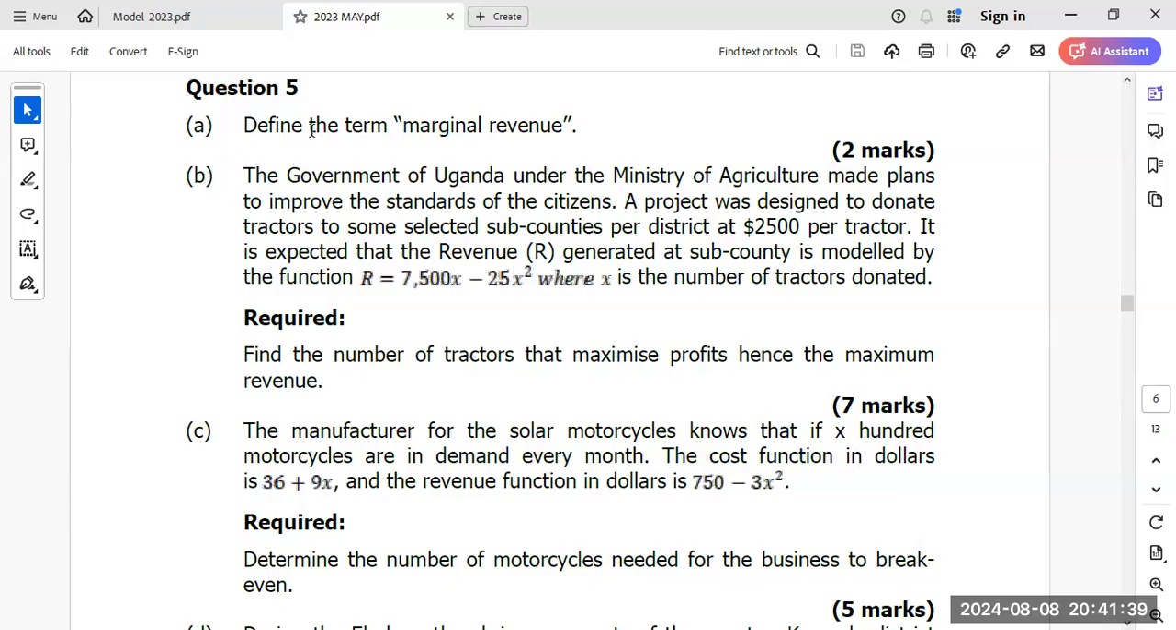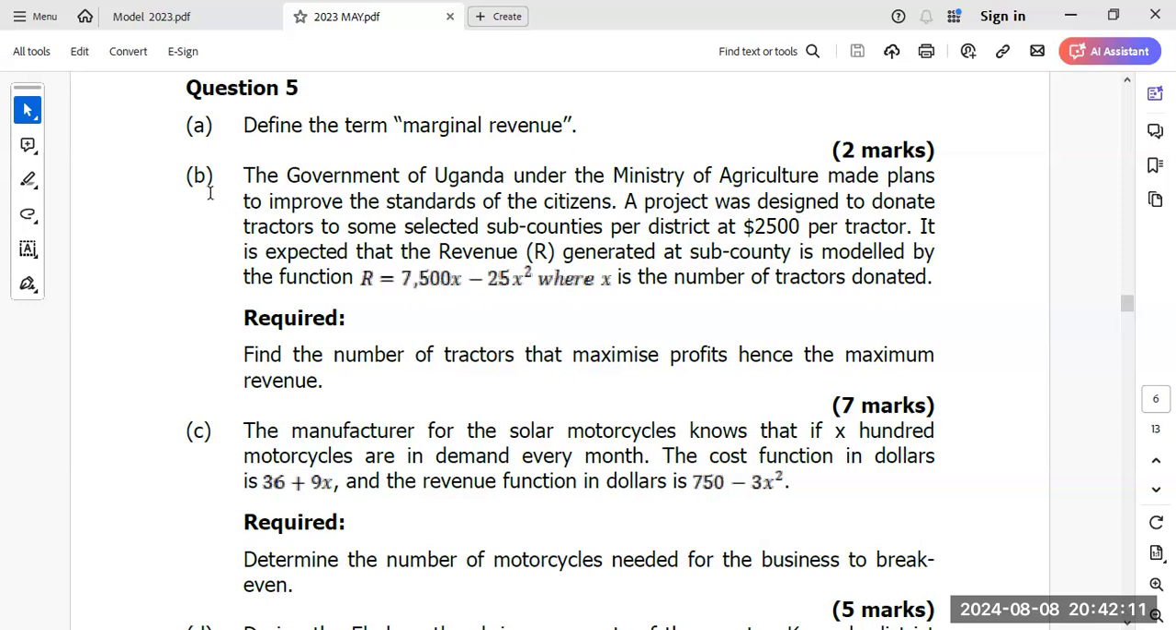So here they are saying we define the marginal revenue. Remember, I said the marginal revenue is basically the additional revenue you're going to receive once you sell your additional units. It is just the actual revenue realized from the sale of additional units of your commodity.